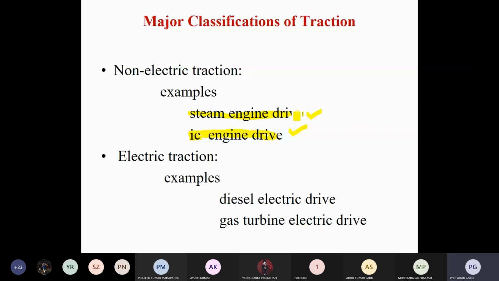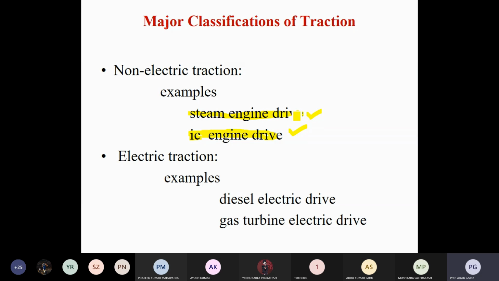Then electric tractions are shown in the pictures. An example of electric traction is the diesel electric drive, where both are there. Diesel electric drive means diesel as well as electric: diesel is used for generating electricity, and that electricity is used for internal loco electrification and the traction motor drives.